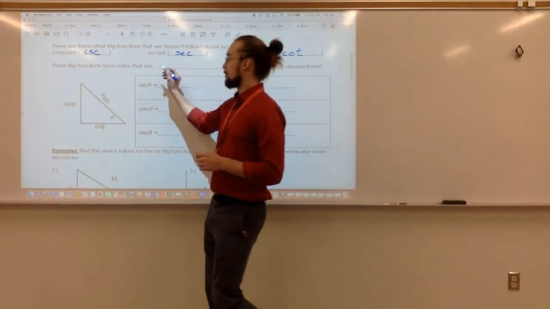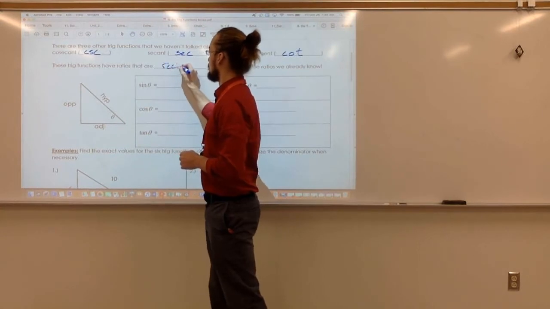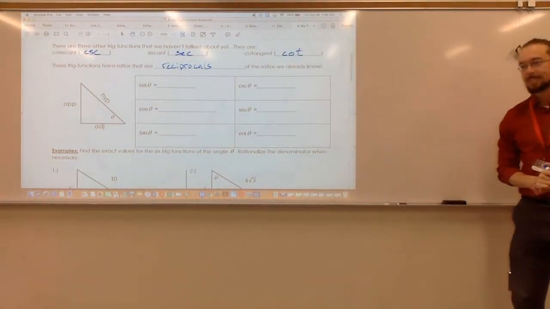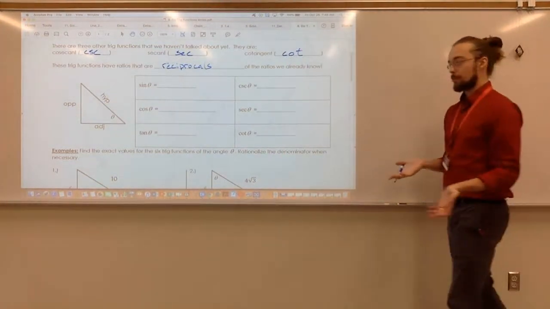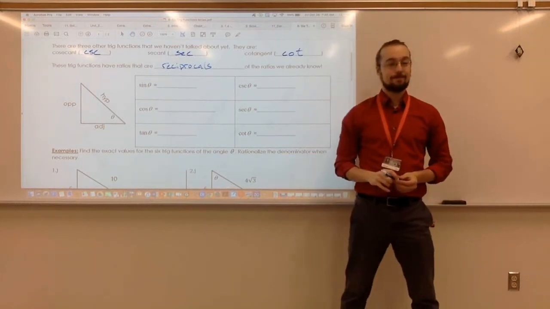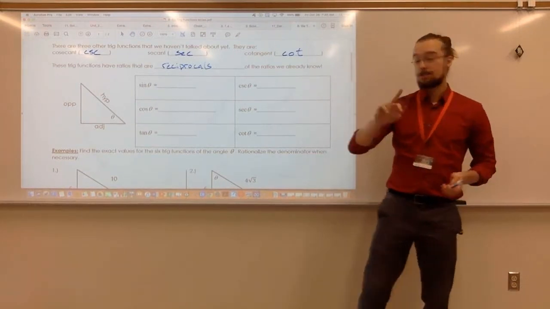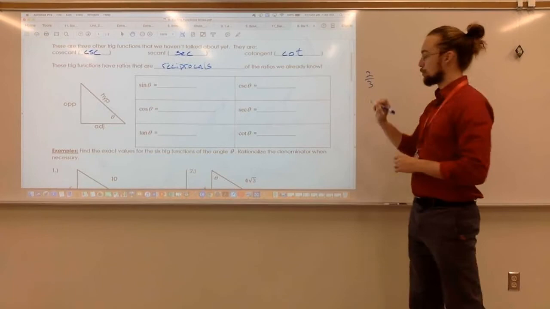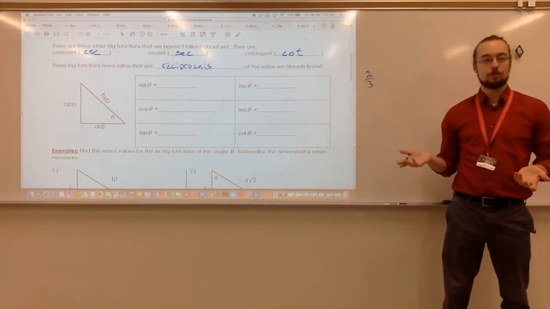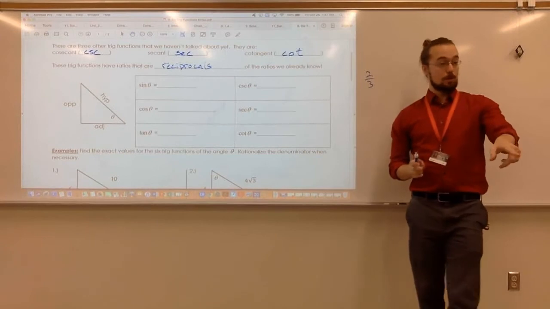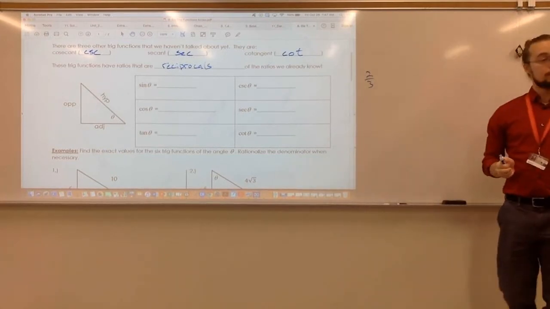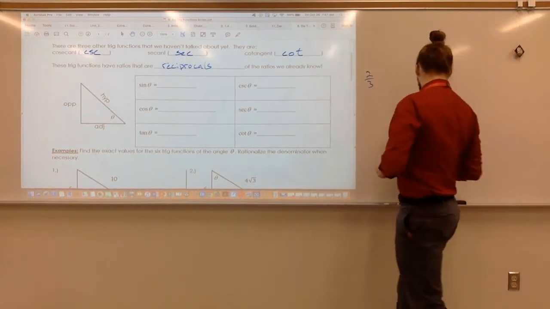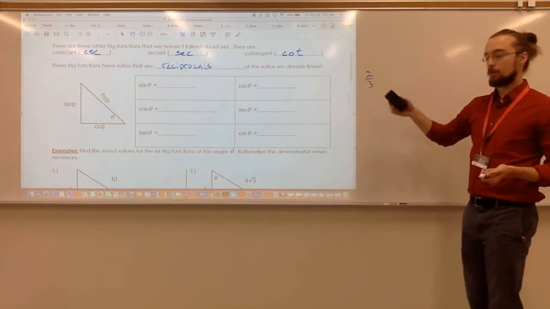Because these trig functions are just reciprocals of the ratios we already know. So what does that mean? What is a reciprocal? It's the opposite. It's like flipped. We flip the fraction. So, for example, what's the reciprocal of 2/3? 3/2. If we're doing perpendicular slope, we would take the opposite reciprocal. But just reciprocal means we just flip. So 3/2 would be the reciprocal of 2/3.